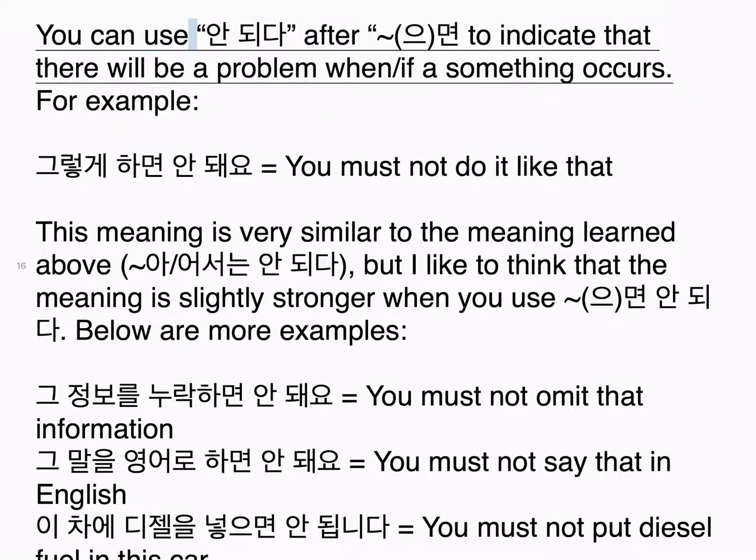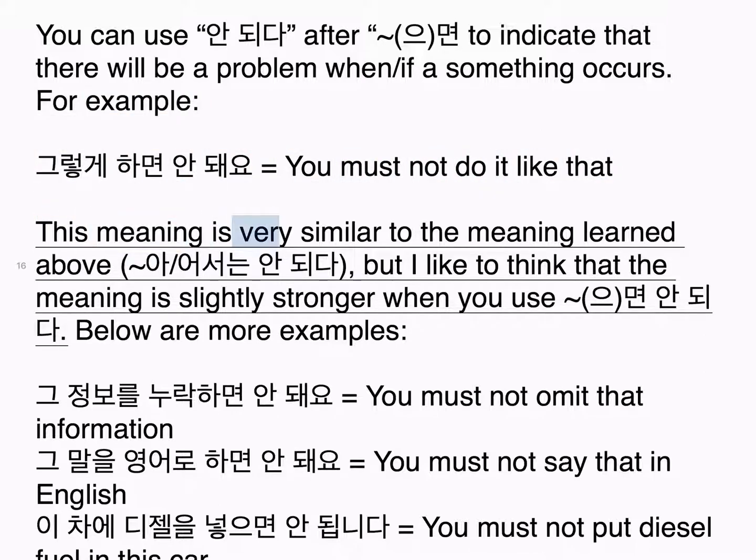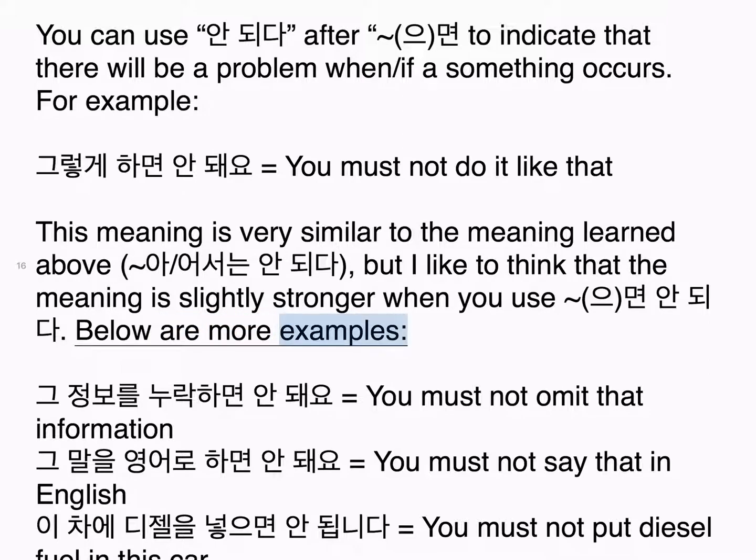You can use 안 되다 after 으면 to indicate that there will be a problem if something occurs. For example, 그렇게 하면 안 돼요. You must not do it like that. This meaning is very similar to the meaning learned above, 어서는 안 되다. But I like to think that the meaning is slightly stronger when you use 으면 안 되다. Below are more examples.